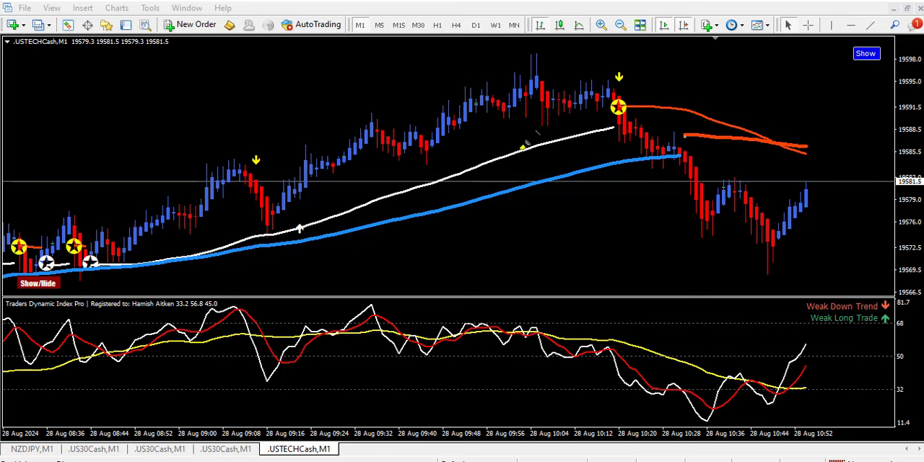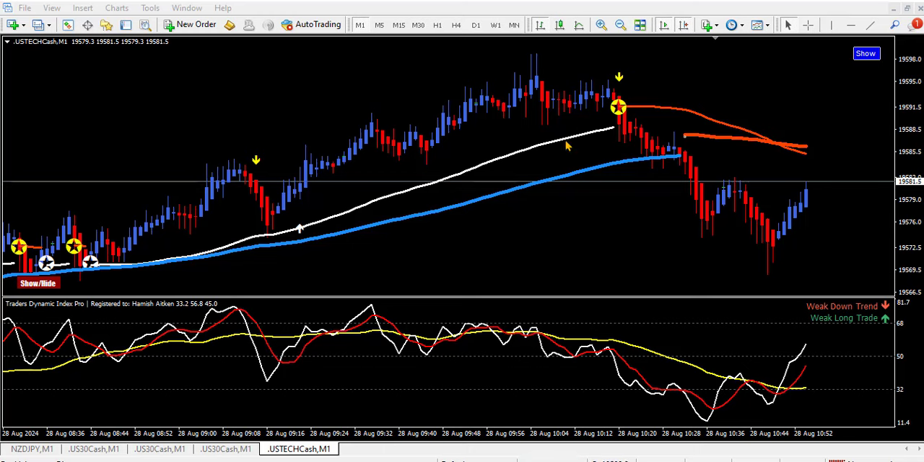Here on my chart, I have this white indicator that looks like a moving average. I have this also. They are the same indicators. The white and the blue are the same indicators, but with different settings. Then I have the arrow indicators here and the TDI indicator. Now let me tell you how I use this particular strategy profitably.